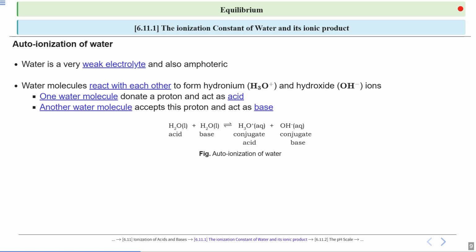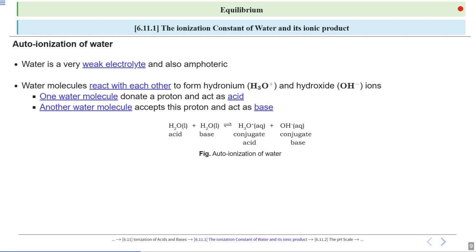If I put the same thing in an equation, then you can see here the acid part means the acid water is donating one proton and becoming its conjugate base, which is OH minus. At the same time, your H2O is accepting that and becoming its conjugate acid. So this is a very beautiful representation of autoionization of water in a single equation.